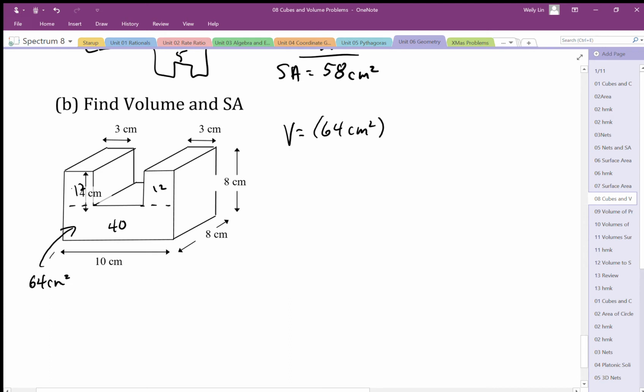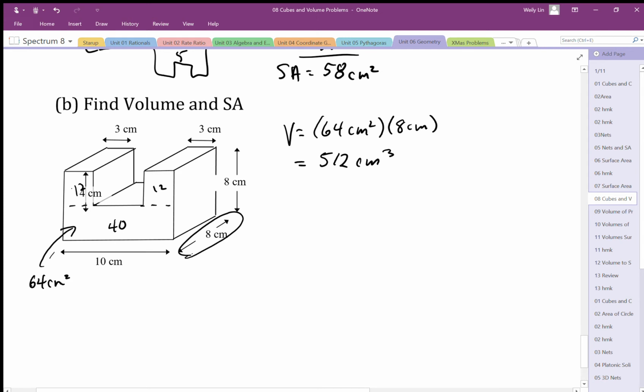And if I want to find the volume, again, I'm going to take the surface. Since it's a prism, every slice this way is going to be exactly the same. I'm going to multiply that by the thickness, which is going to be this 8. And 64 times 8, that is going to be 512 centimeters cubed. Okay? So there's my volume.